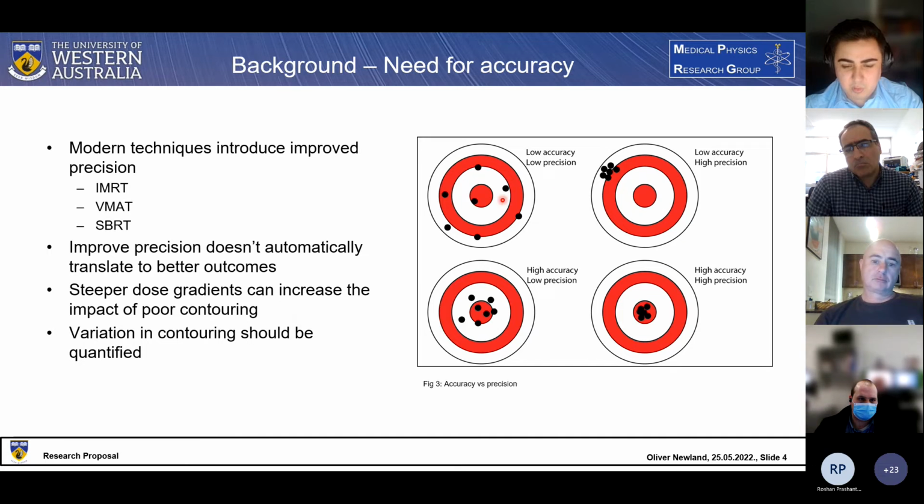Yeah, it seems very counterintuitive, and obviously that's an extreme example, but the lack of accuracy due to poor contouring would not only create a bottleneck in improving the outcomes, you could end up with worse outcomes by increasing the precision.